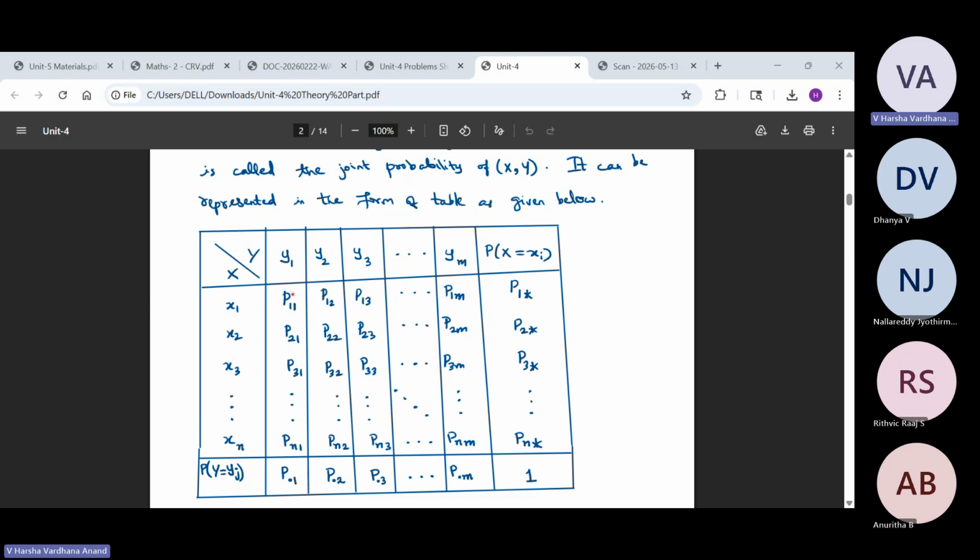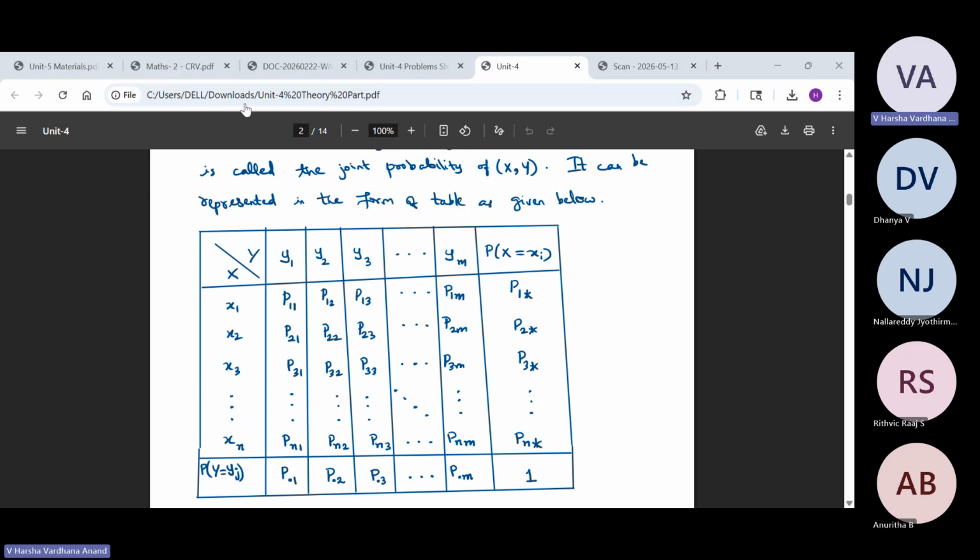So what does p11 mean? What is the probability that x1 is this value and then y1 is another value? So x1 equal to this and then y1 equal to this. We already know the probability of x1 is 0.5, so x1 with y1, x1 with y2, x1 with y3, adding up all this will not cross 0.5.